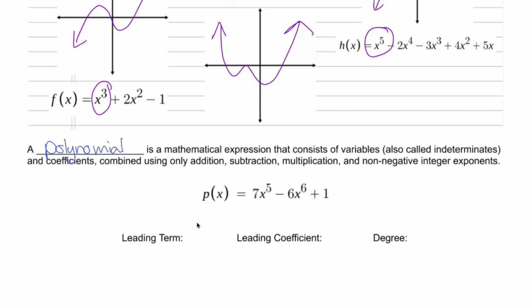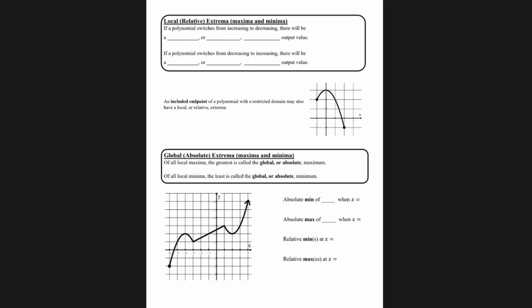So we would say here that my leading term is 7x to the 5th, making this a quintic. My leading coefficient is a positive 7, which means it starts from the bottom. My degree is 5. That's what makes it a quintic. Okay, so we need to be very familiar with polynomial behaviors if we're going to keep on moving.